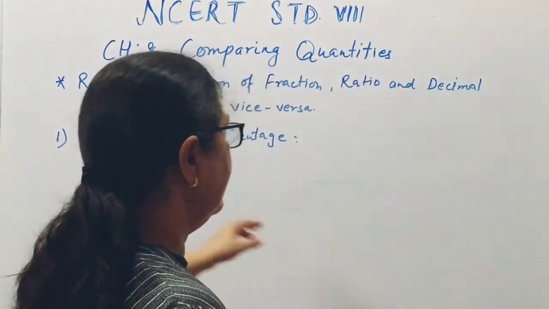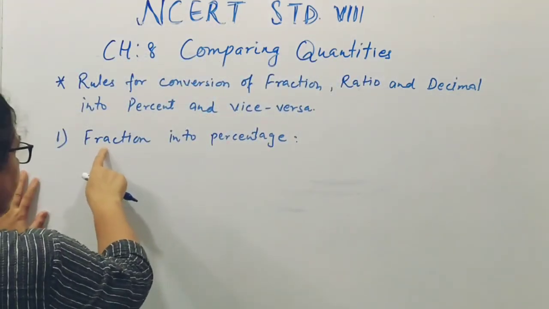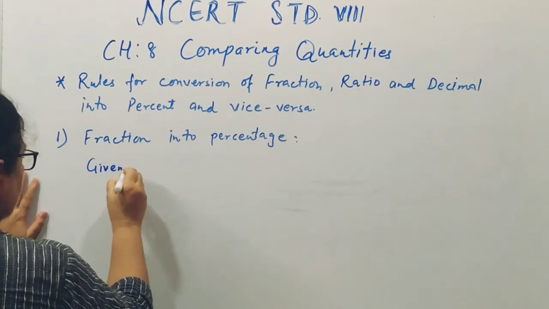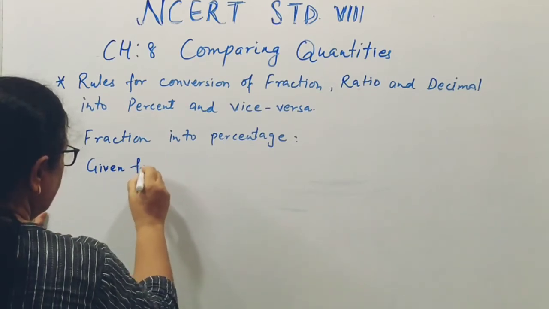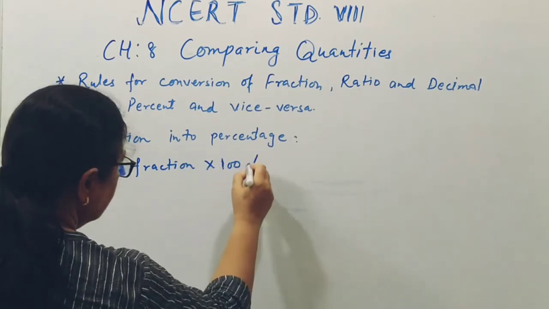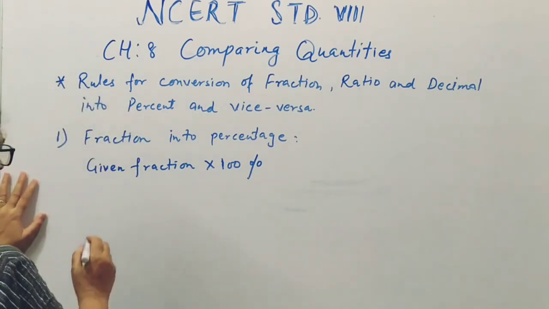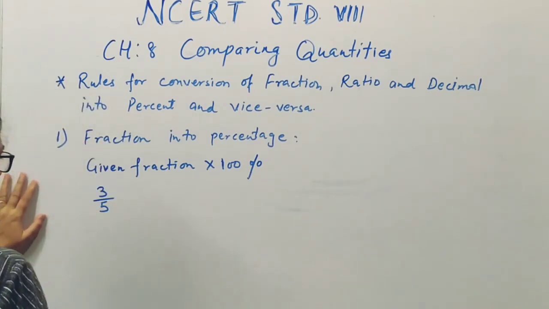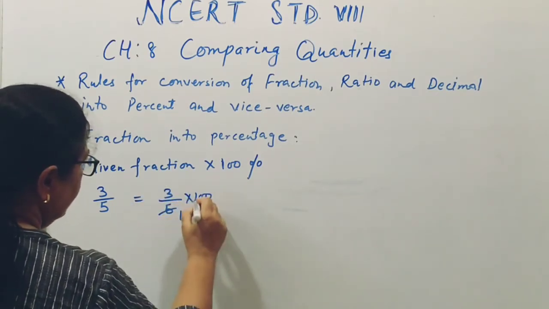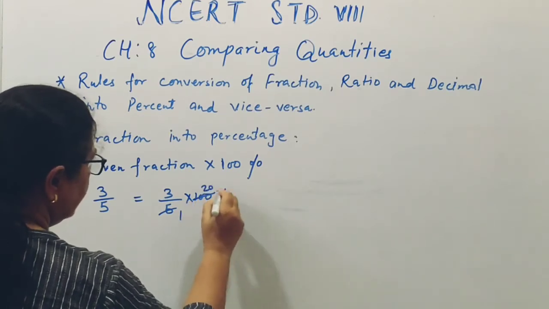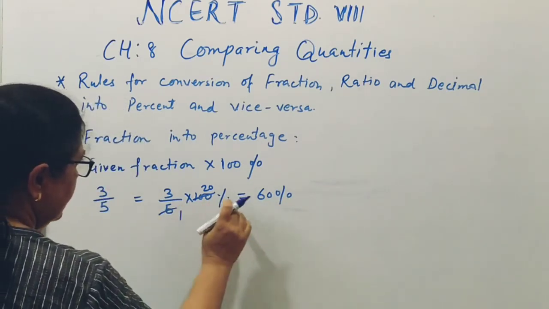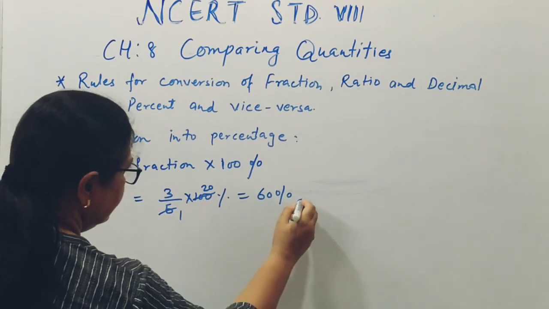For example, the first case is fraction into percent. So we can convert a fraction into percent, given fraction into 100, and we put the symbol of percentage at the end. For example, we have a fraction 3 upon 5. So we can write 3 upon 5 into 100, then after cancellation we get 60%.